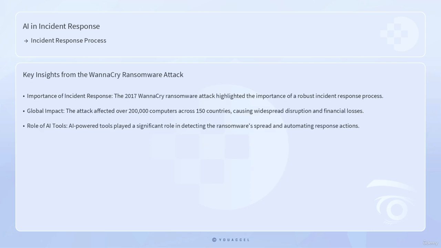For example, the 2017 WannaCry ransomware attack highlighted the importance of a robust incident response process. The attack affected over 200,000 computers across 150 countries, causing widespread disruption and financial losses. Organizations with effective incident response plans were able to quickly identify and contain the ransomware, minimizing the impact. AI-powered tools played a significant role in detecting the ransomware spread and automating response actions, demonstrating the potential of AI in enhancing incident response capabilities.